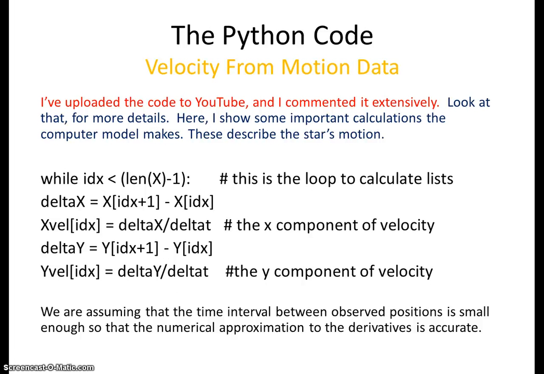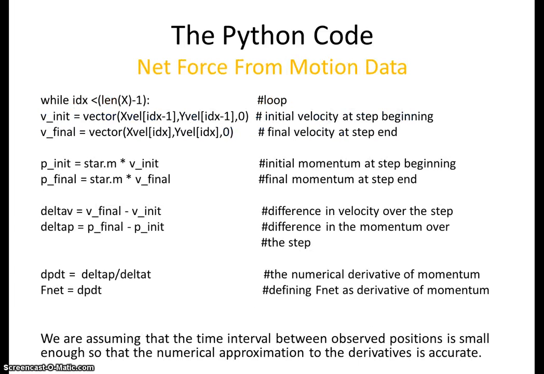Here I'm showing some Python code. I've uploaded the code to YouTube and commented it extensively, so I'll go quickly through this. You can look at that code if you're interested, and I'll just show some calculations. This loop calculates the lists of x component of velocity and y component of velocity. We assume the time interval between observed positions is small enough so that the numerical approximation to the derivatives is accurate. I'm showing the net force calculated from the motion data.